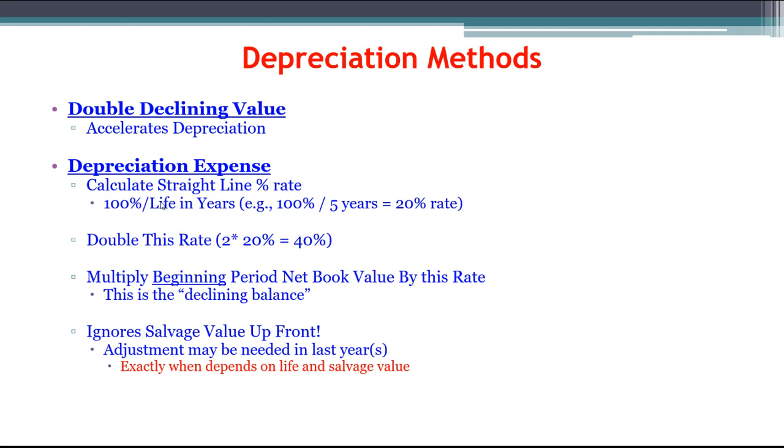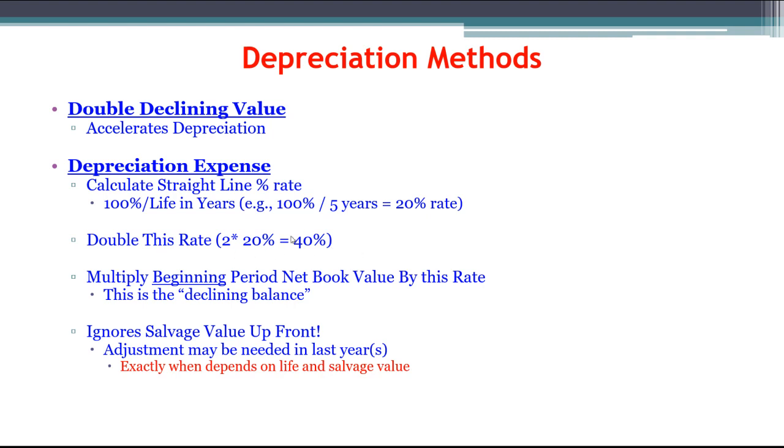Now, the reason we need to do that for this double declining balance method is that we are going to double that rate. So if we got 20%, if it was a 5-year life, then we double it to get 40%. If it was a 10-year life and we got 10%, we double it to get 20%. We'll see an example in just a bit.